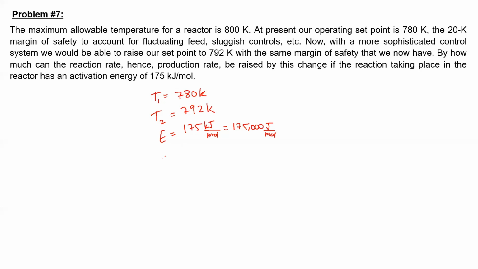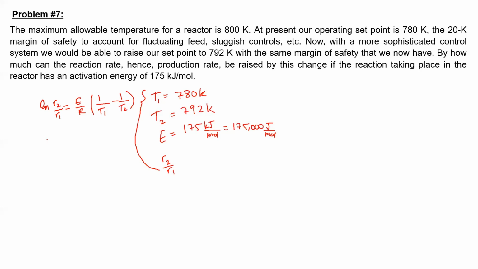Okay, so how much can the reaction rate be raised? So you need to find the ratios, basically R2 over R1. Okay, sounds good. This is a basic plugging in problem, right? So let's look at the equation we have. In this case, the equation which represents this is ln R2 over R1 is equal to E over R multiplied by 1 over T1 minus 1 over T2, right?